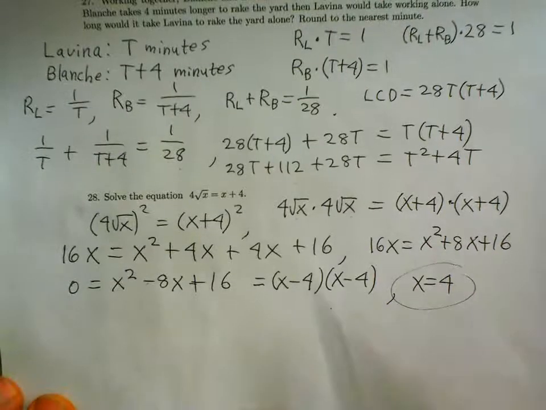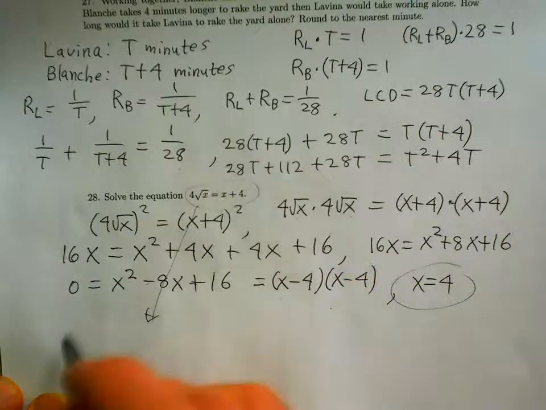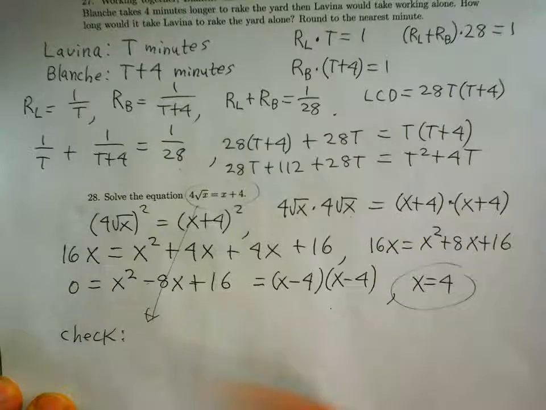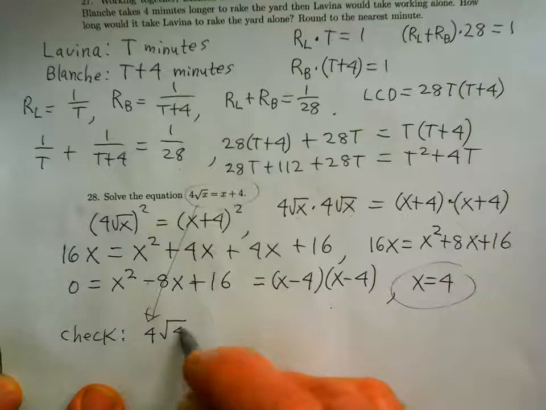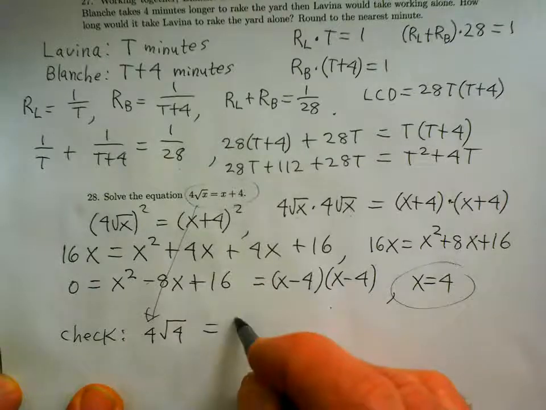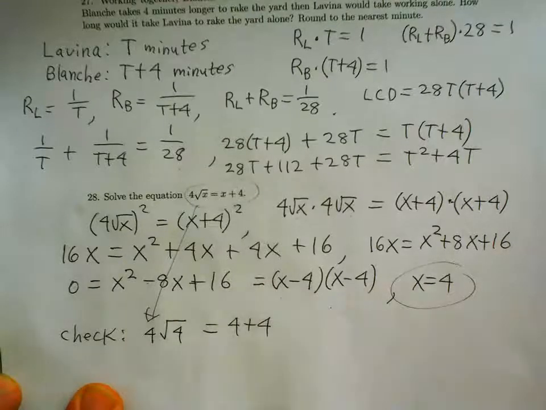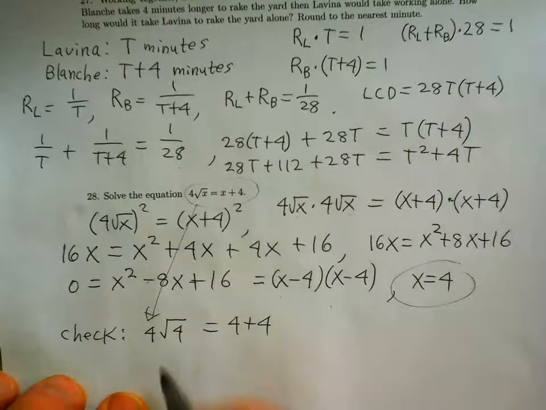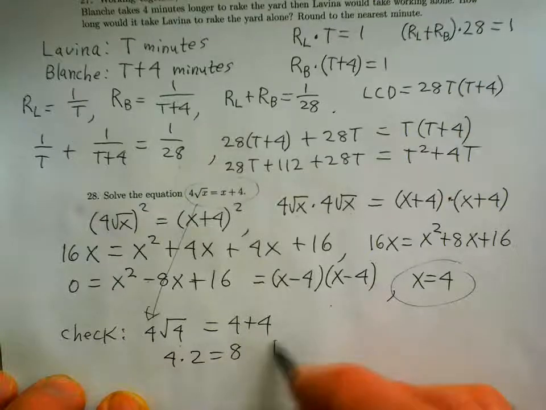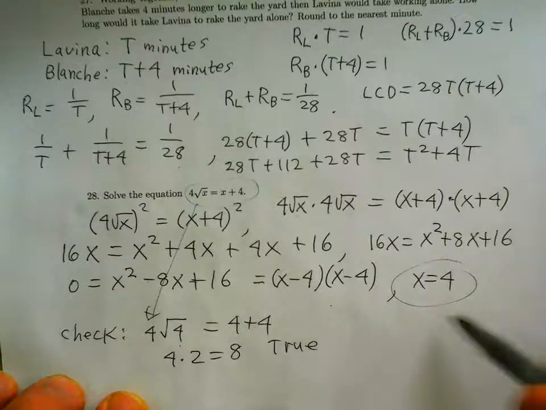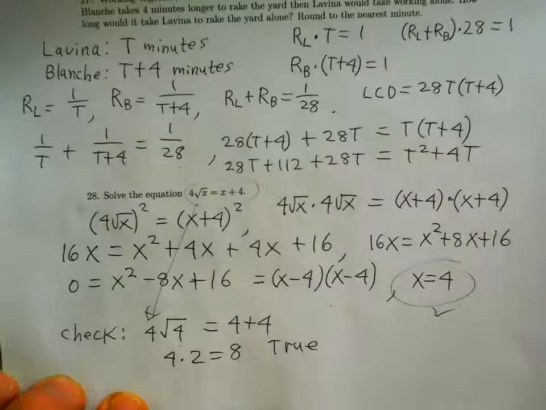And then, since the original equation involves the square root, we should check, replace every x with 4. So 4 times the square root of 4. We want to know if that's equal to 4 plus 4. And sure enough, 4 times the square root of 4 is 4 times 2. And the right-hand side, 4 plus 4 is 8. So that's true. That means x equals 4 is the solution.